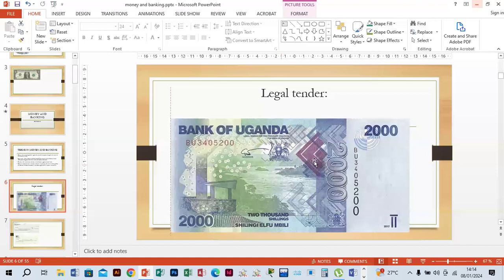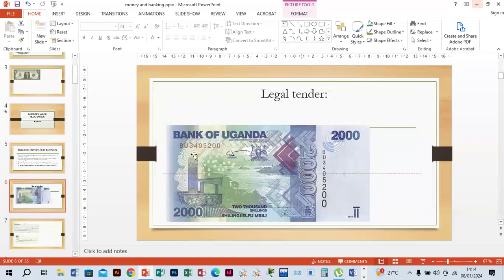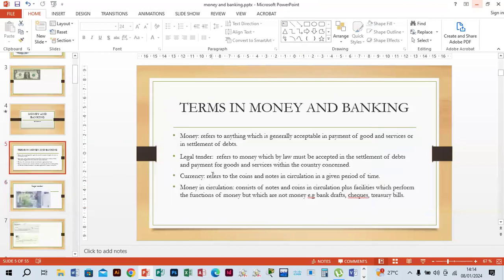So this means that this note is generally accepted by everyone in the country, in the settlement of debt or as a medium of exchange. That means that this 2,000 shilling note you find in Kampala will be the same note you find in Lira, Gulu, Mbarara, or Kabale.